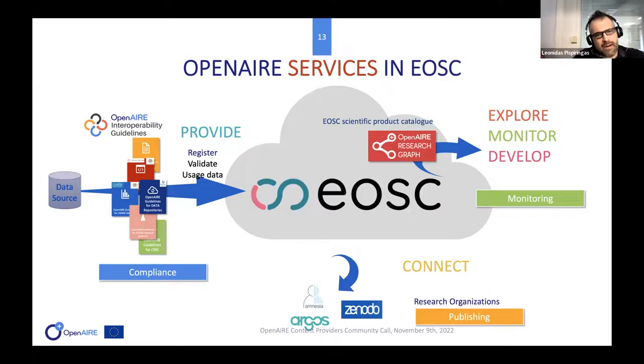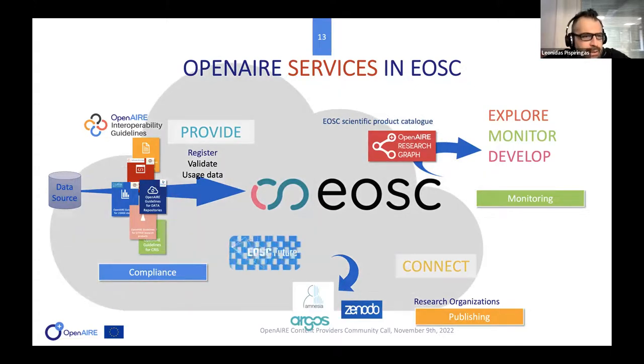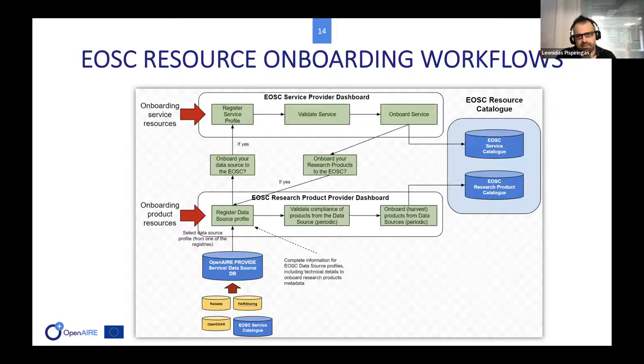So in this graph, you see the importance of being compliant with the OpenAIRE interoperability guidelines version 3 and 4. And by that, you will be fully embedded in the EOSC infrastructure, where also all OpenAIRE services will be incorporated. So here in the next graph, Pedro will say a few words.